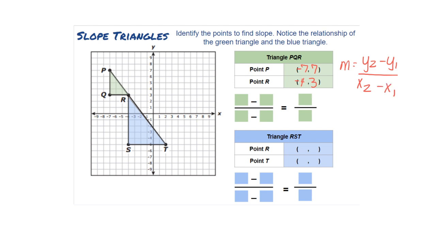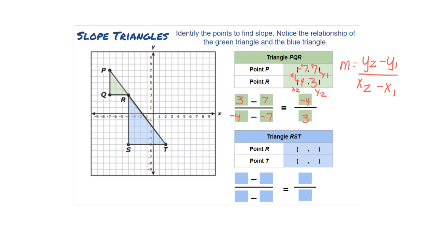First, I will subtract y2 minus y1, which will be 3 minus 7. 3 minus 7 is -4. Then I will subtract x2 minus x1, which is -4 minus -7. -4 minus -7 is the same thing as -4 plus 7, so we will get 3. So my slope for the green triangle is -4 over 3.